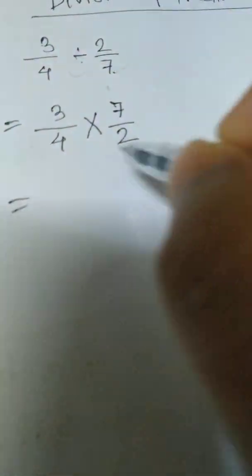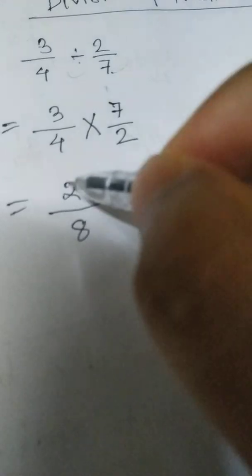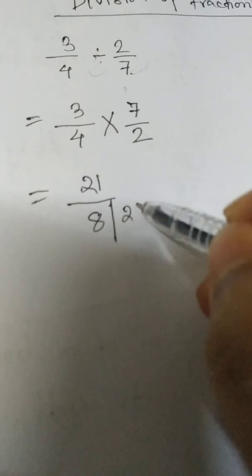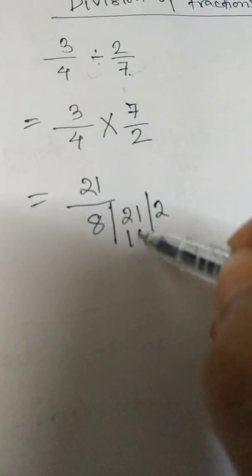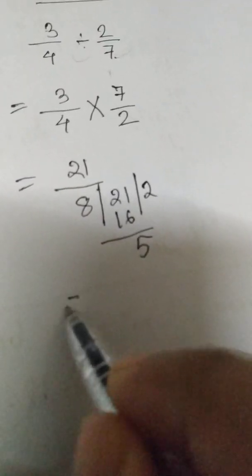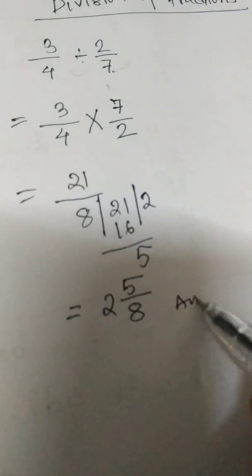So what will be the answer? 3 or 4, it's not divisible by the same factor. Crosswise also we can see no number can be reduced, so we just need to multiply. 3 into 7 is 21, 4 into 2 is 8. Now since we have an improper fraction, we convert this into a mixed fraction. 8 2s are 16, 21 minus 16 is 5, and we can write 2 5 by 8. So this is our required answer.